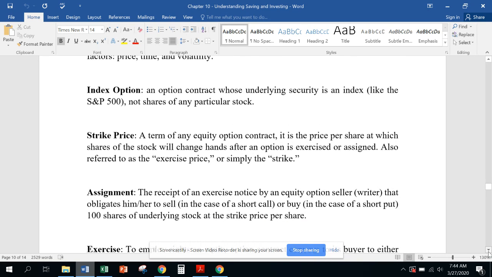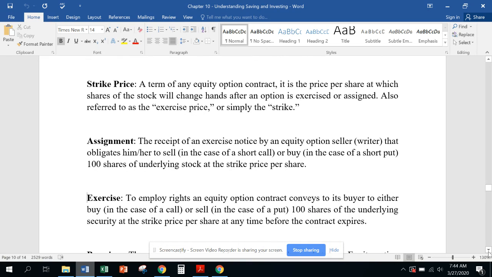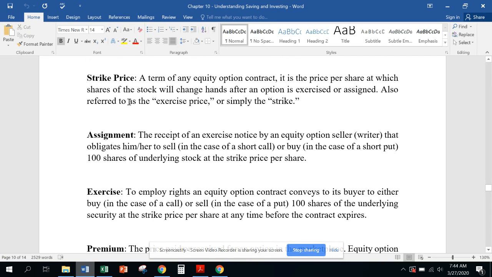Now, the next two terms are going to be kind of together. Once we've exchanged the contract, we've agreed on the strike price. Now it's up to the buyer. The buyer has the right to exercise the option. Okay, they're not obligated to, but they have the right to. So if it's in the owner of the option's best interest, they can execute the option and either buy 100 shares or sell 100 shares in the case of either a call or a put.